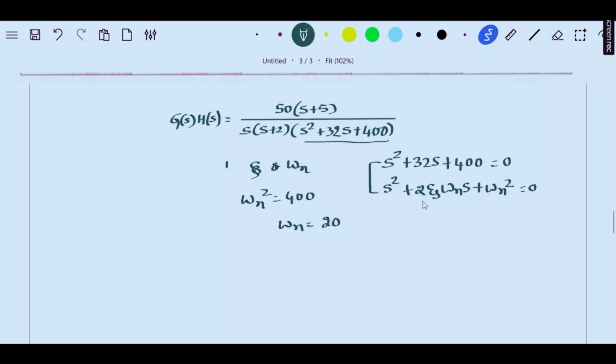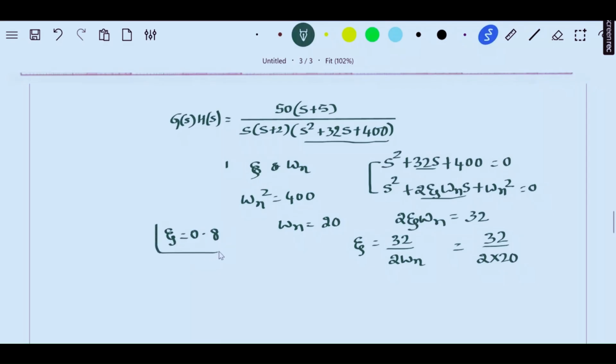Now if I want to find zeta, we take 2 zeta omega n, which is equal to 32. So zeta is equal to 32 divided by 2 times omega n. We know omega n is 20, so substituting, I get 32 divided by 2 into 20, which is 32 by 40. Finally, zeta equals 0.8. So we got zeta 0.8 and omega n 20. Now we take this equation and try to write it in a standard form.